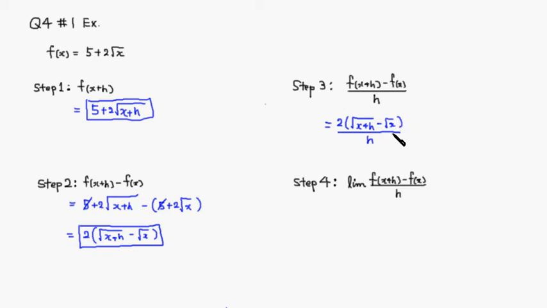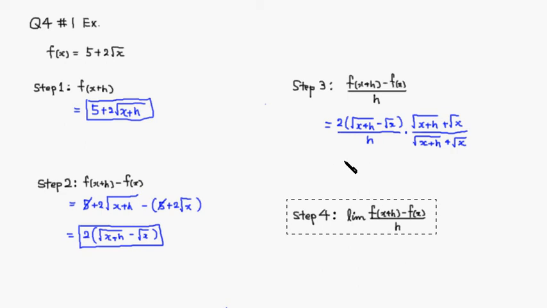Then to simplify this a little further, we're going to multiply top and bottom by almost the same thing as this guy except for the sign. So you have square root of x plus h plus square root of x. In order not to change the quantity, we have to do exactly the same thing on top and bottom.